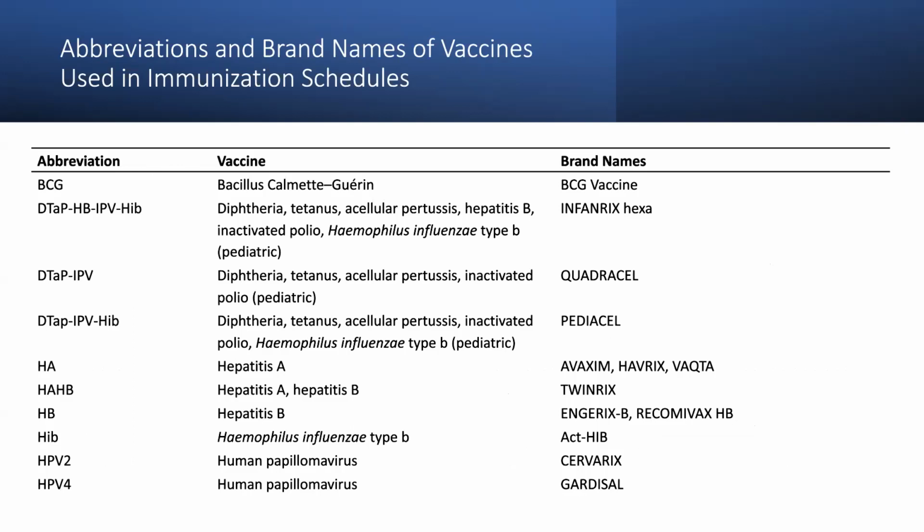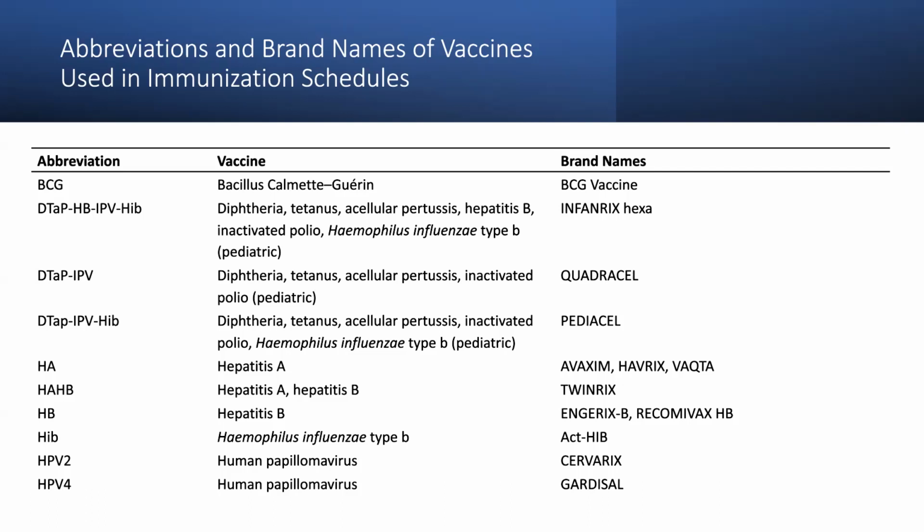Then abbreviations and the brand names of the vaccines used in the immunization schedules. BCG is Bacillus Calmette-Guérin vaccine. DTaP-HB-IPV-Hib is diphtheria, tetanus, acellular pertussis, hepatitis B, inactivated polio, Haemophilus influenzae type B, pediatric, and the brand name which comes in the pharmacy is Infanrix Hexa. DTaP-IPV includes diphtheria, tetanus, acellular pertussis, inactivated polio, pediatric, Quadracel. DTaP-IPV-Hib, diphtheria, tetanus, acellular pertussis, inactivated polio, Haemophilus influenzae type B, pediatric, Pediacel.